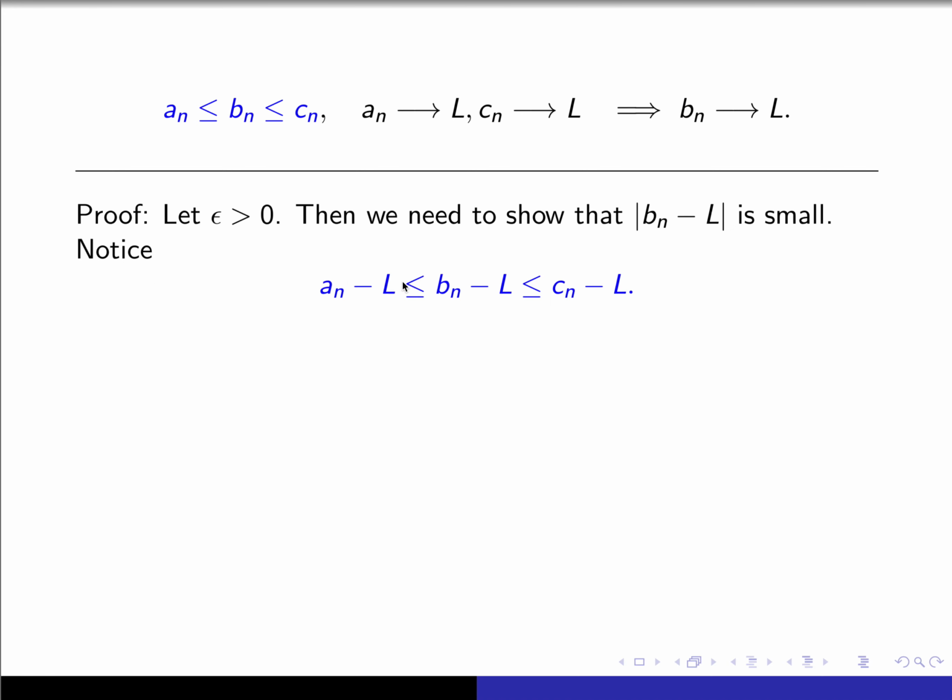And the very first thing I'm going to notice is that, hey, if I just take this blue inequality up here and I subtract L from everything, well, it doesn't change ordering. Subtracting is fine. So now I've got Bn minus L is between these two other things.